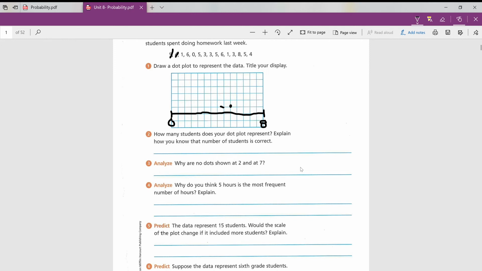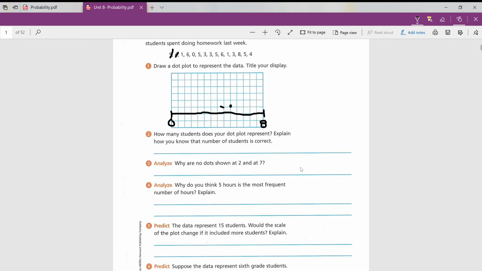Well, simply put, there is no data recorded that says that students studied for 2 or 7 hours. So therefore, no dots are needed. You should have something to that effect placed on for question number 3.